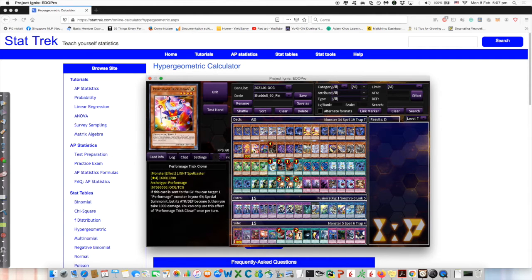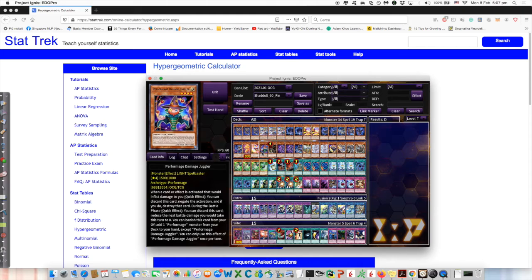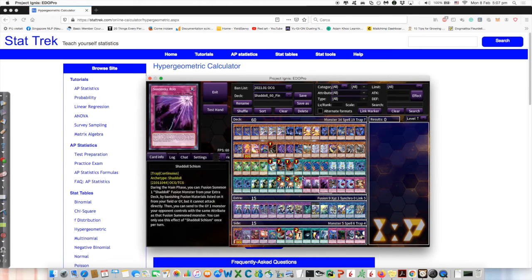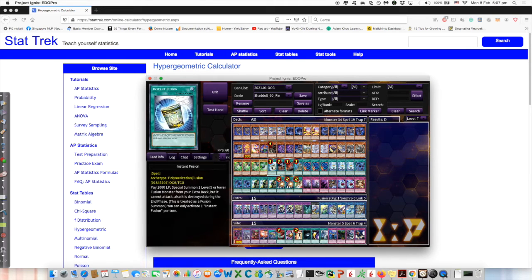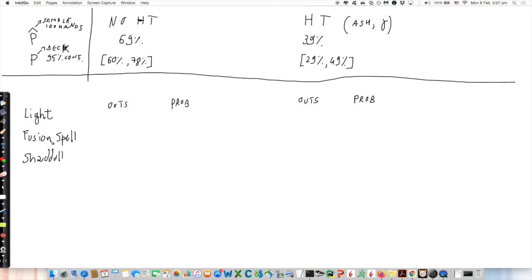So let's count it again very quickly. 1, 2, 3, 4, 5, 6, 7, 8, 9, 10, 11, 12, 13, 14, 15, 16, 17, 18, 19, 20. We have 20 outs. We write it here. 20 ways to get a light monster. That's great. So let's move on to the fusion.